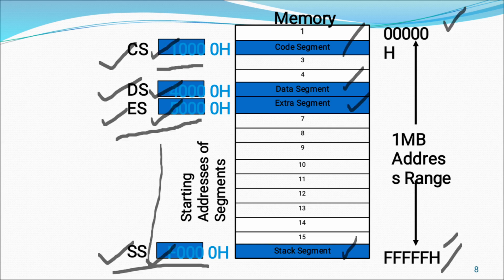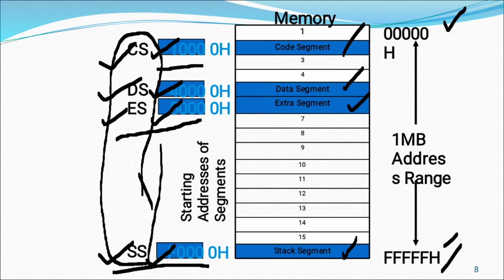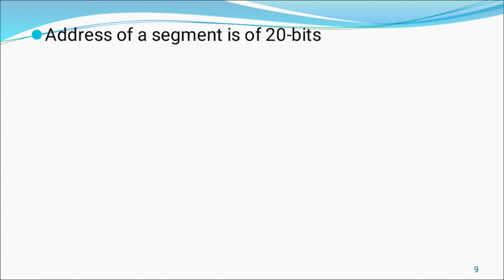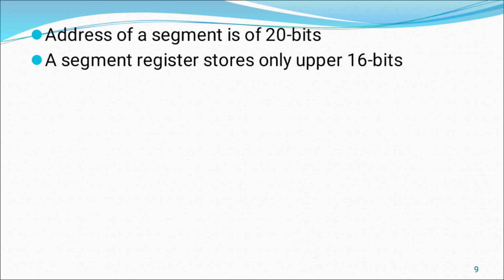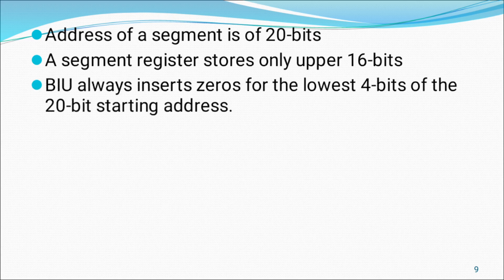These four registers are available in the internal architecture of 8086. These four registers are available in the bus interfacing unit of 8086. So the address of each segment is 20 bits. A segment register stores only the upper 16 bits. The bus interfacing unit always inserts 0 for the lowest 4 bits of the 20-bit address.